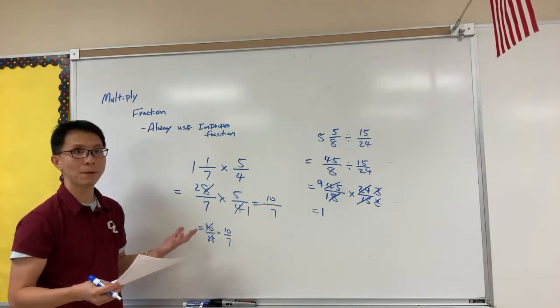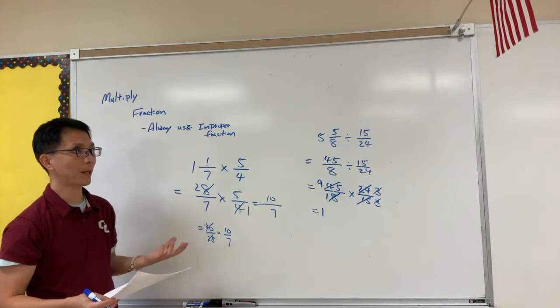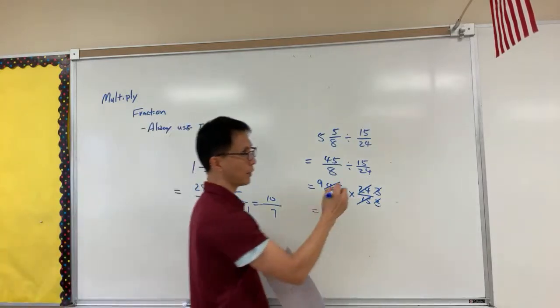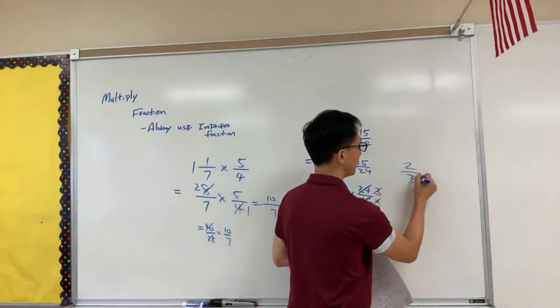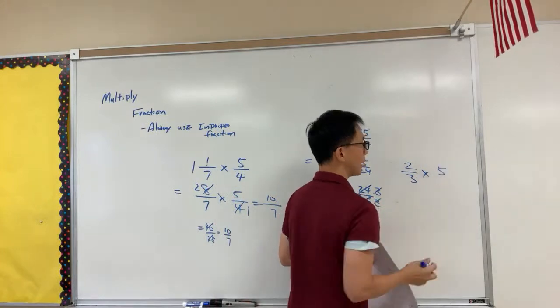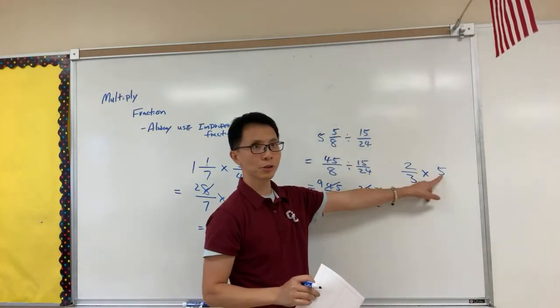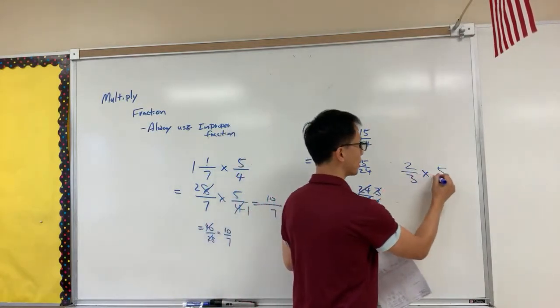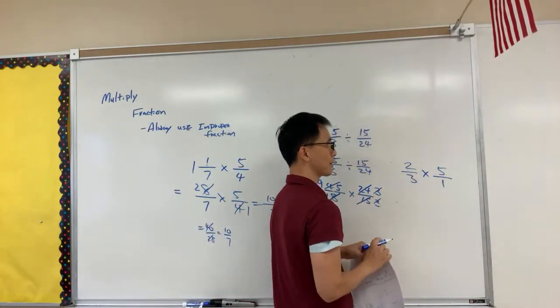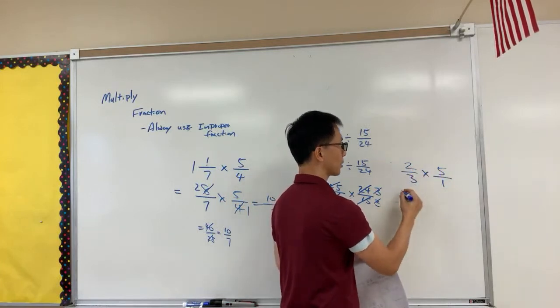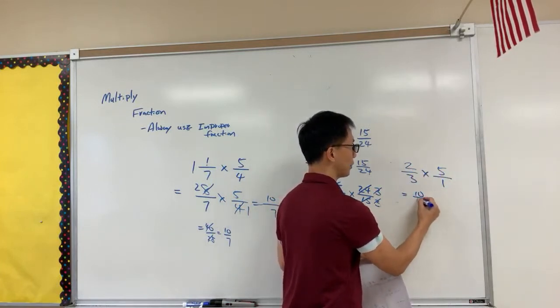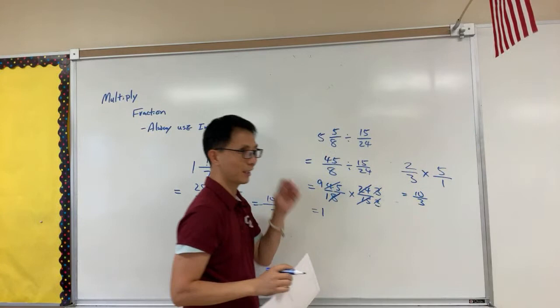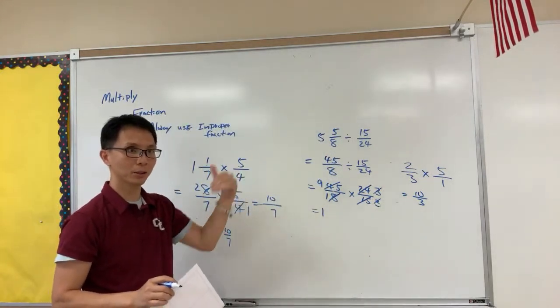Sometimes if you multiply by integers, you have to pay attention to that as well. So let's say I multiply 2 over 3 times 5. Now 5, always change it into an improper fraction. So the improper fraction is going to be like this. Now I can multiply this across. That's going to be 10 over 3. So that's how you multiply by integers. Just make it something over 1.